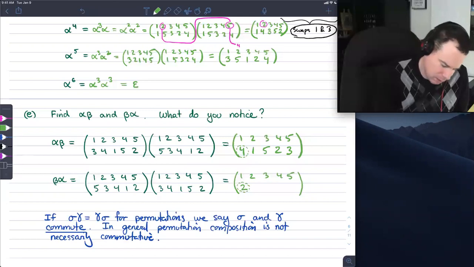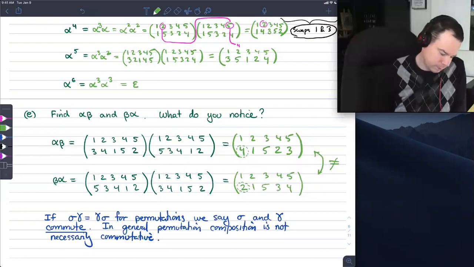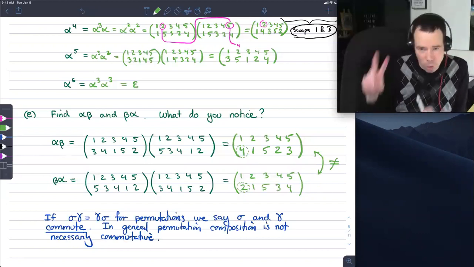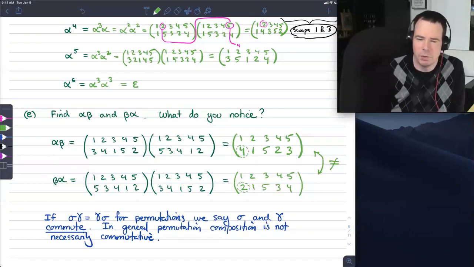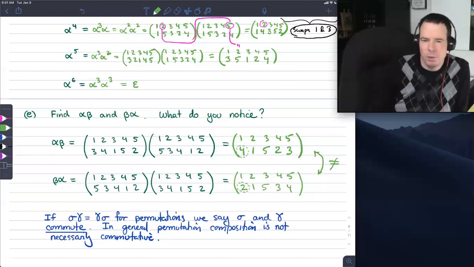Okay, so let's continue on with the calculation. 2 goes to 3, which goes to 1. 3 goes to 4, which goes to 5. 4 to 1, which goes to 3. 5 goes to 2, which goes to 4. And the thing we've just observed was that these are not equal to each other. And so what this means is that permutation multiplication or composition, I'll refer to them either way, but maybe I'll call them multiplications or products, the order in which you multiply permutations matters.